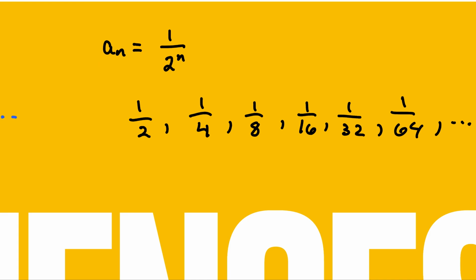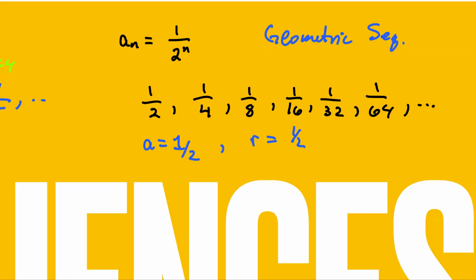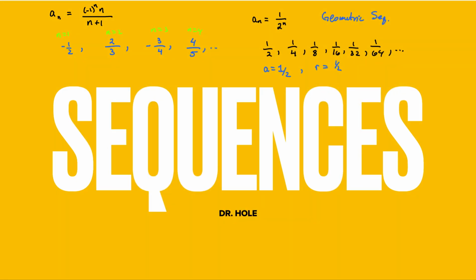Note that this is a geometric sequence. And our beginning value is 1, and our common ratio is 1/2. Oh, excuse me. Our beginning value is 1/2. And the common ratio is 1/2. Excellent.